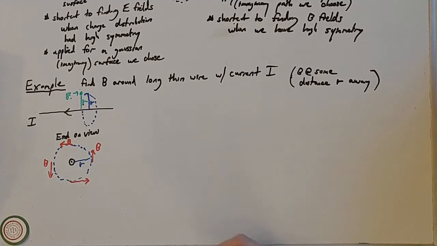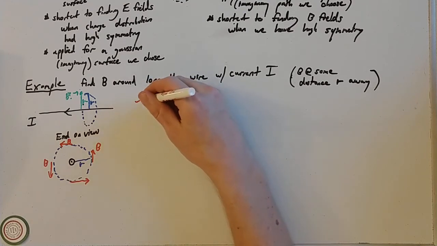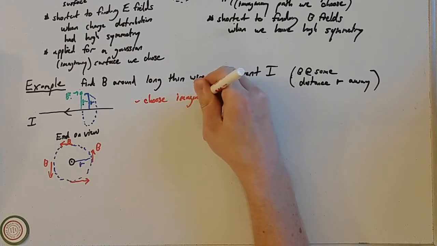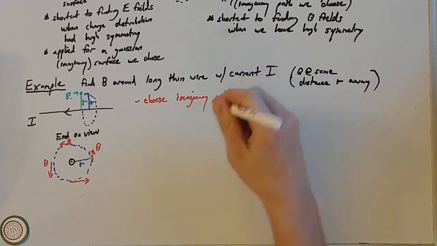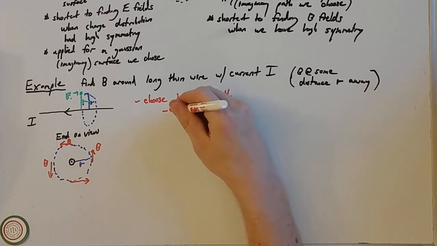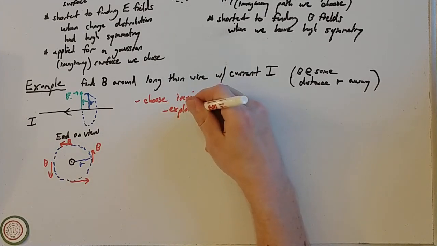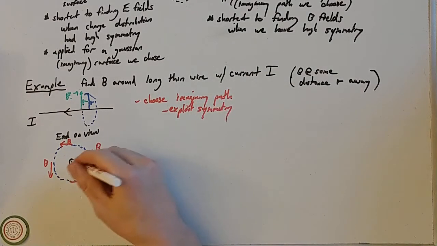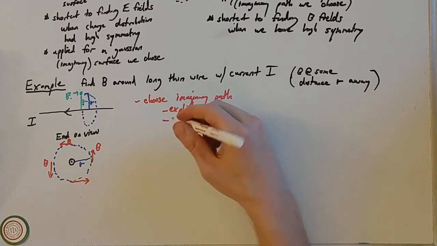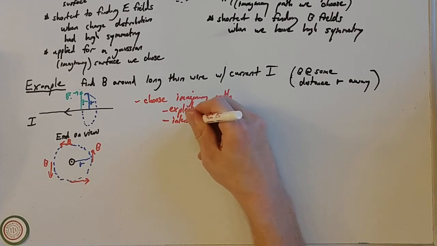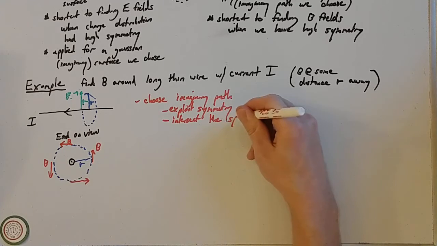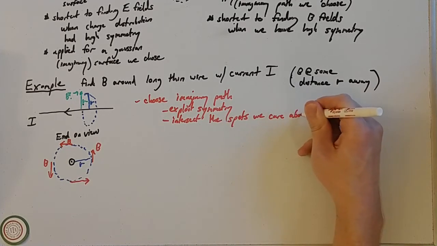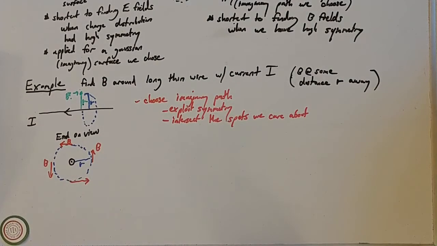So let's write this down as a step. Step one is choose an imaginary path. We're going to choose our path, and we want it to exploit the symmetry, have radius r, and intersect the spot we care about. Okay, so that's step one here.